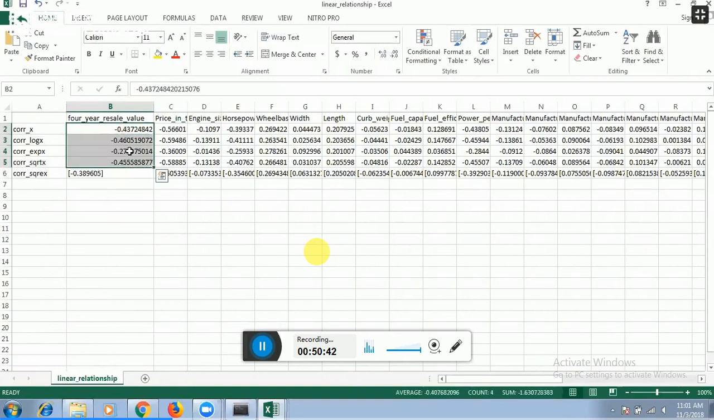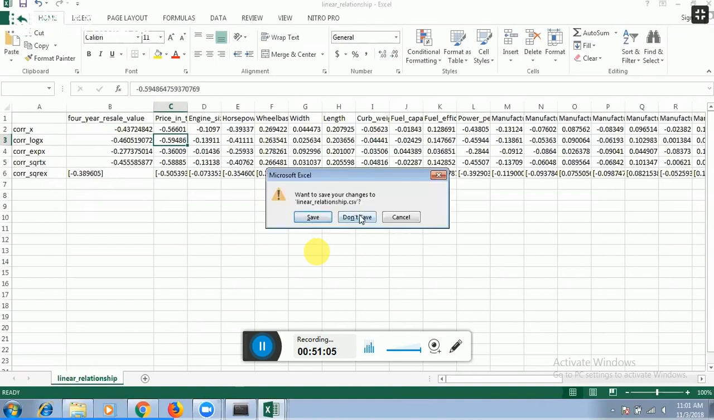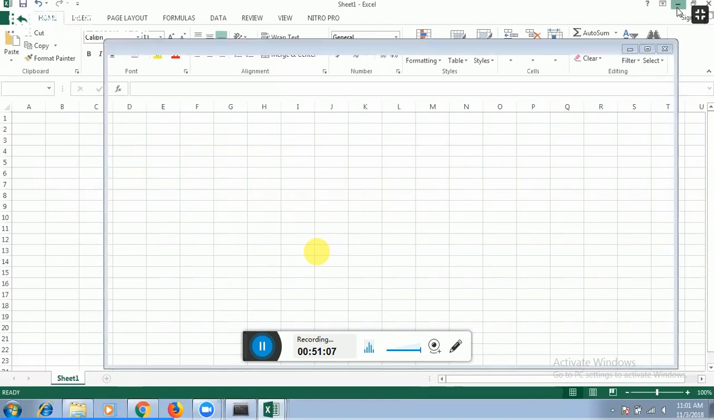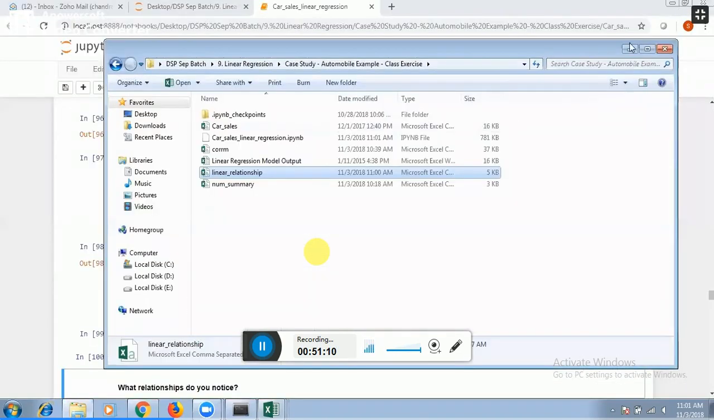Now you can easily say that, okay, my 4-year resale value, if I take as it is 0.43, which one is the best one? Log x gives you a better relationship. And in this case, log x is giving you a better relationship. So this is how you can identify which relationship is best for a given x variable. This will be super helpful when you are trying to improve the accuracy. This is what we call the linear relationships.